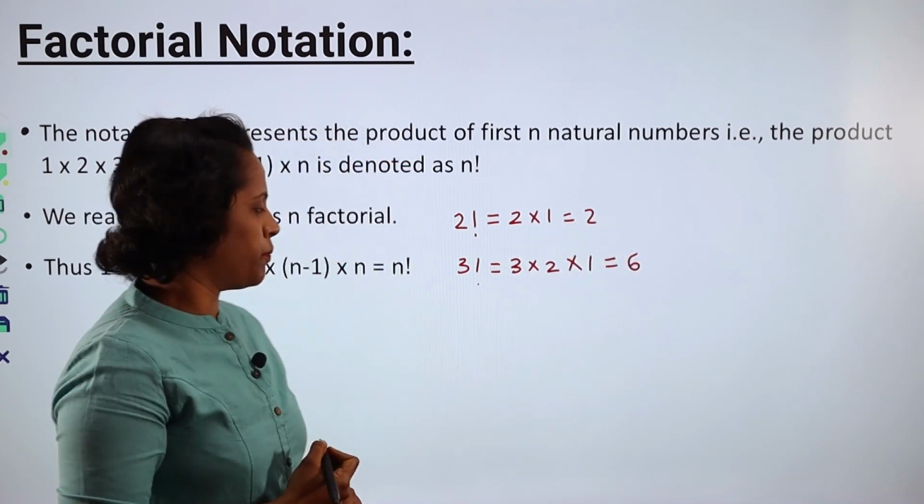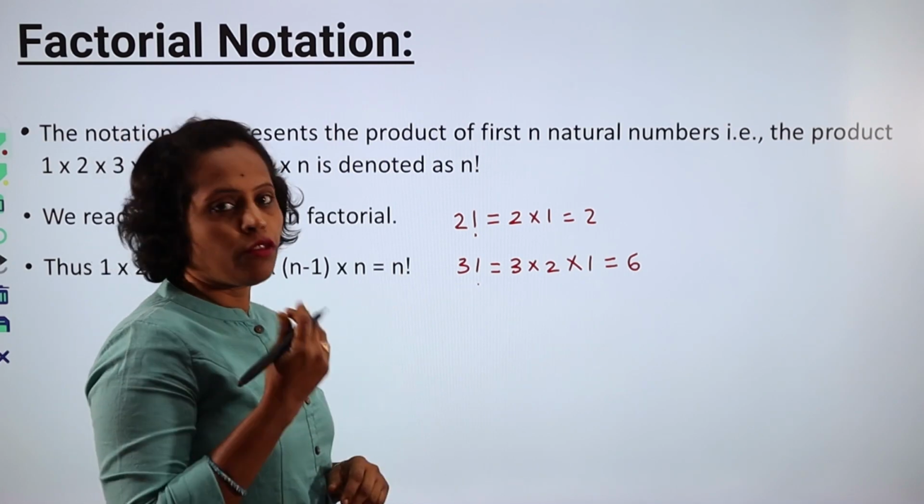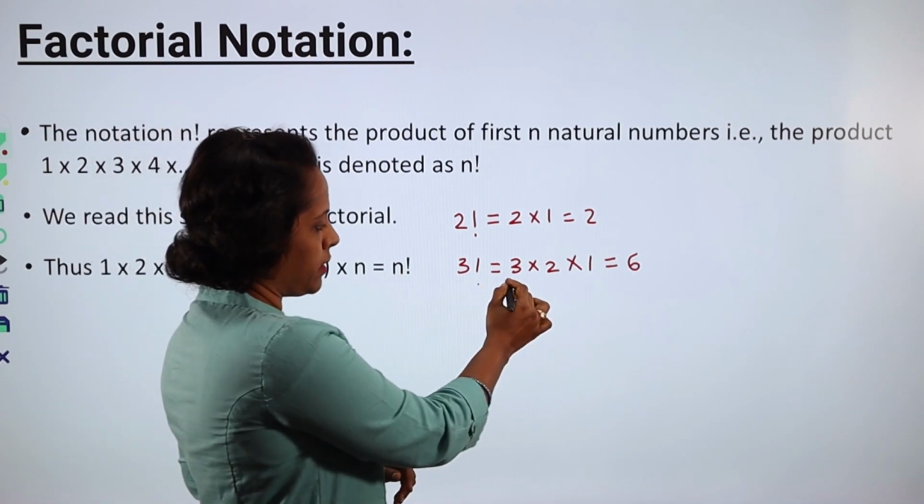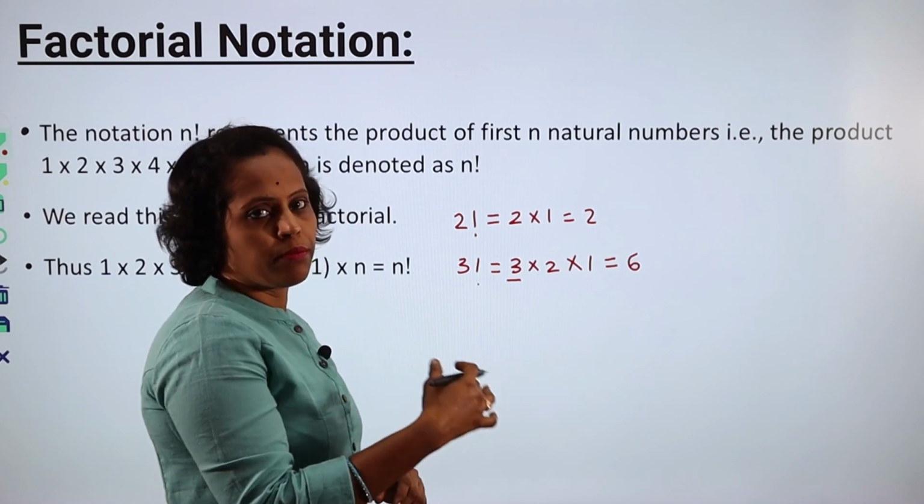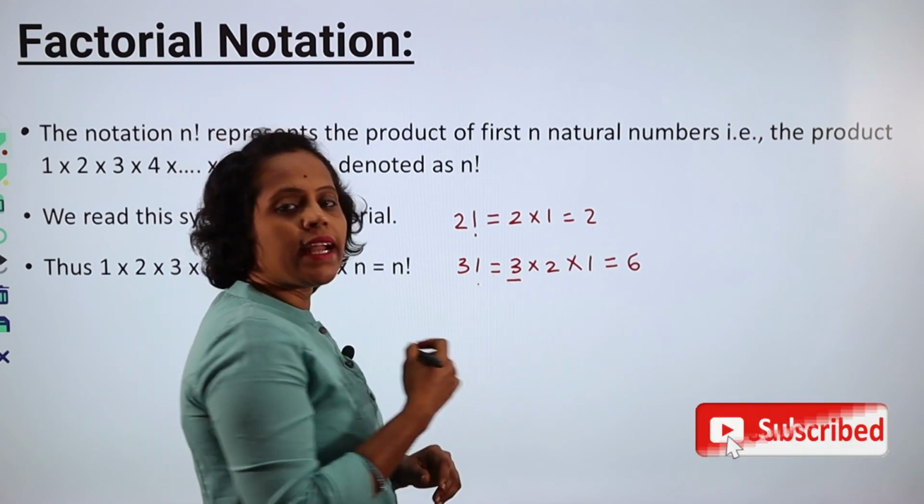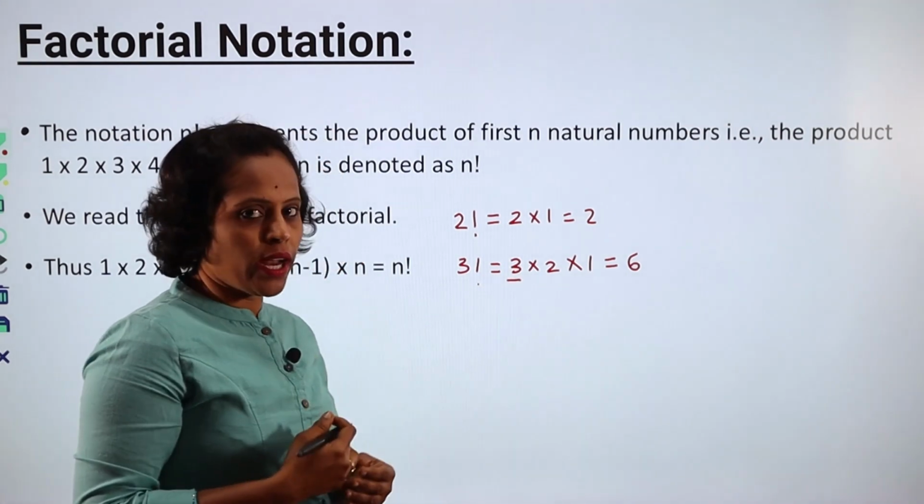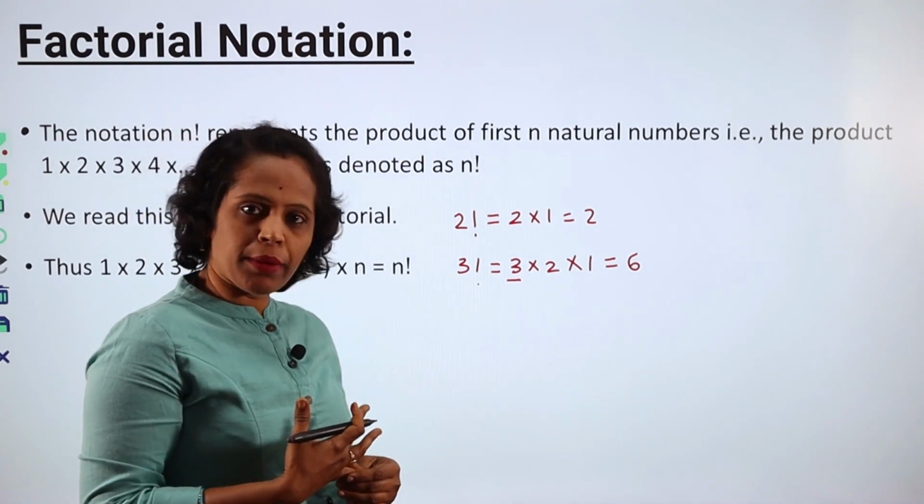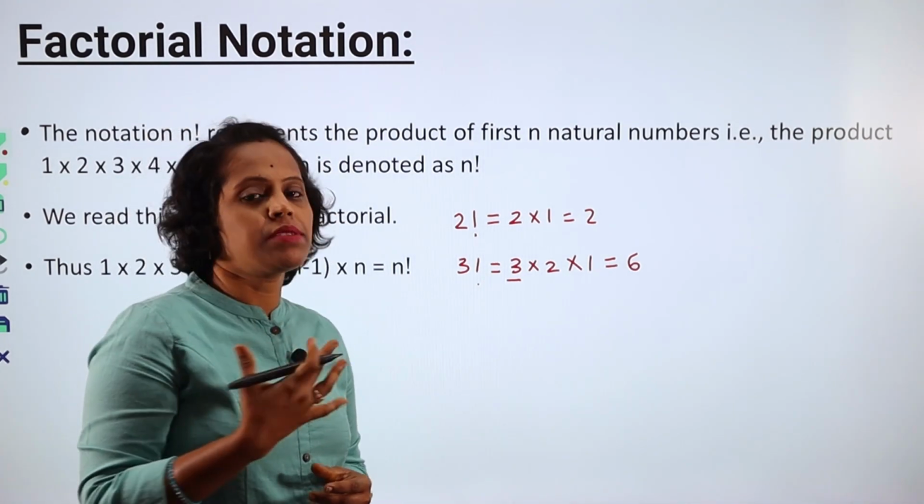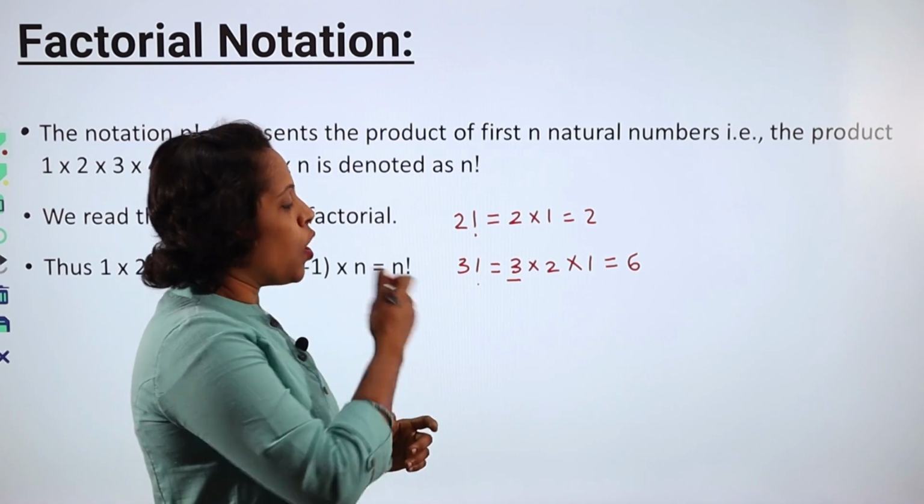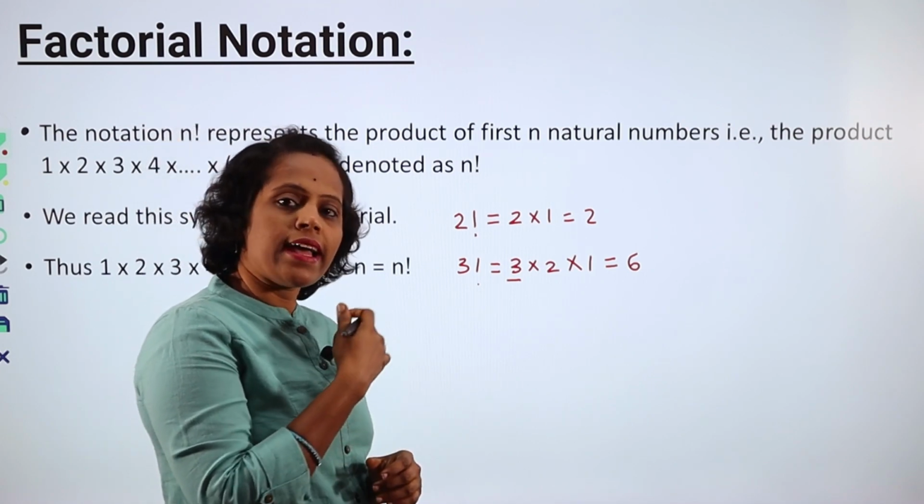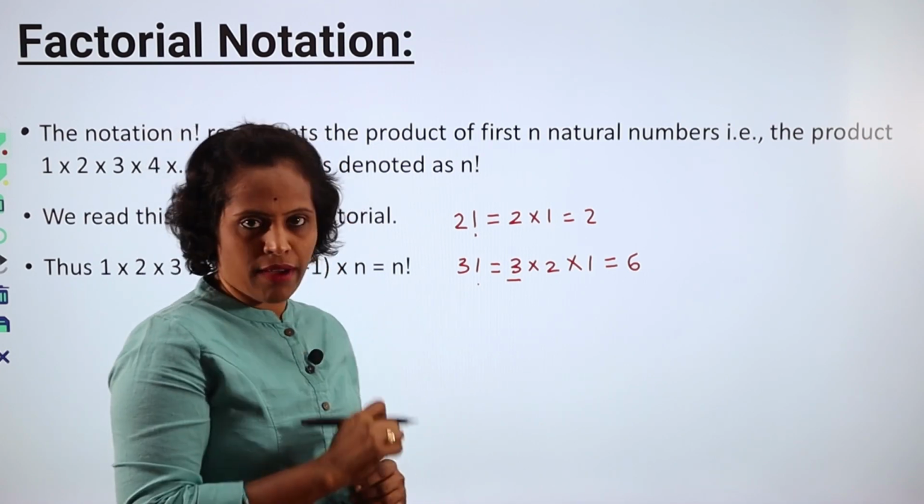What are we doing here? To find the factorial of 3, we need to multiply 3 with all the natural numbers below that. So what are the natural numbers below 3? 2 and 1. Obviously 0 doesn't come under natural numbers because it comes under whole numbers. So the product with all the natural numbers less than that number is called the n factorial.